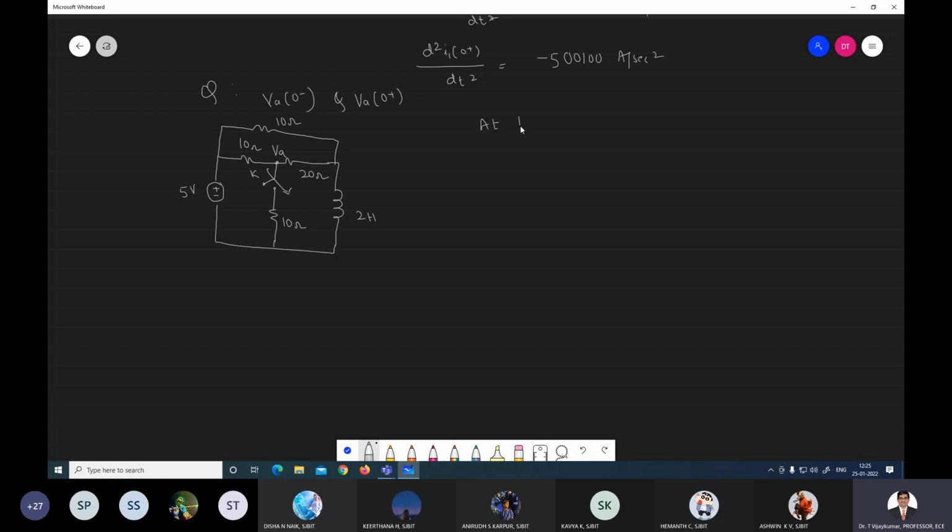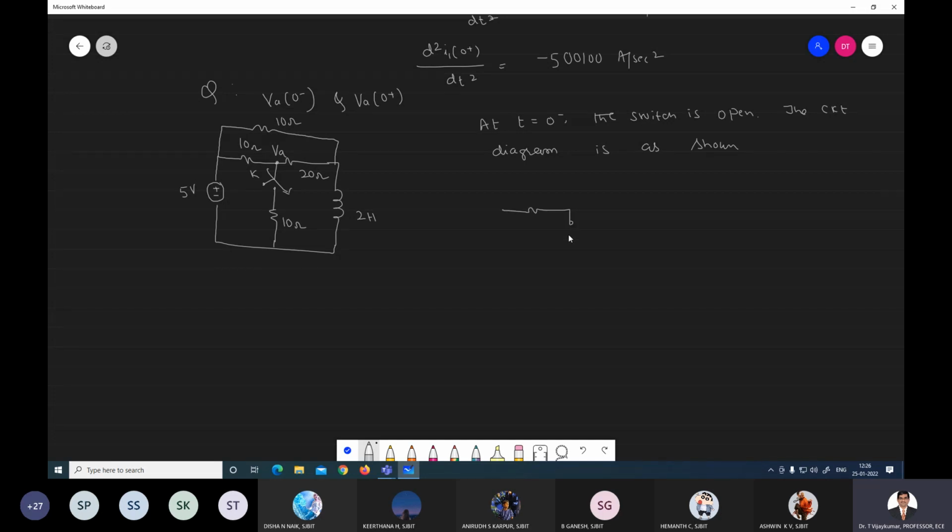At t equals 0 minus, what is the switch condition? Open, sir. The switch is open. So we can write the circuit diagram like this.